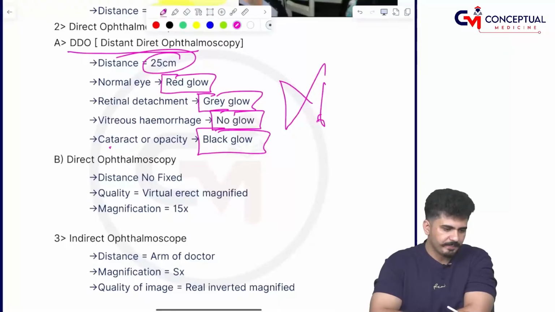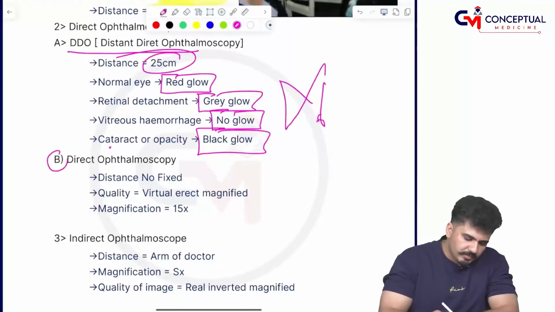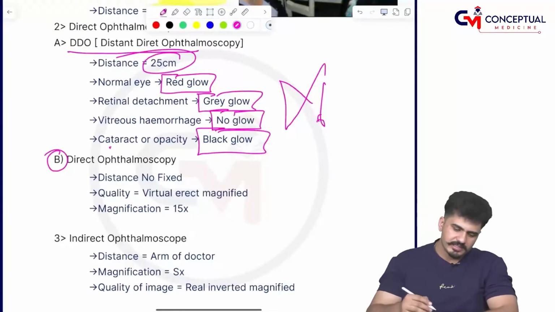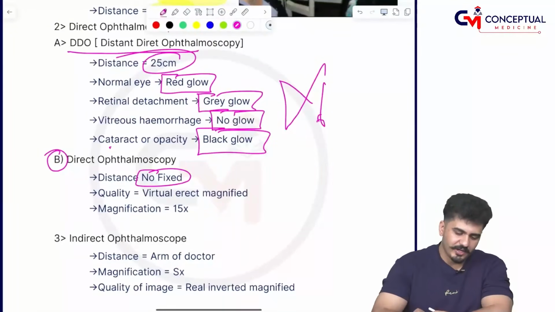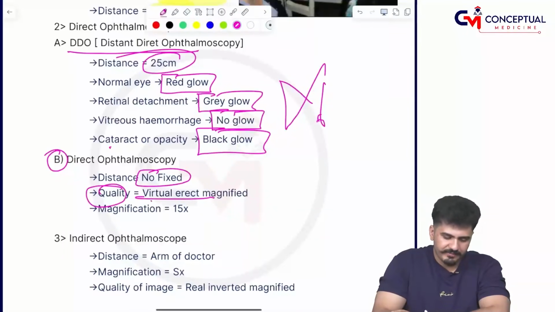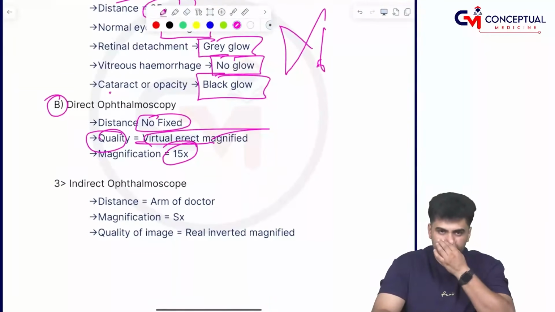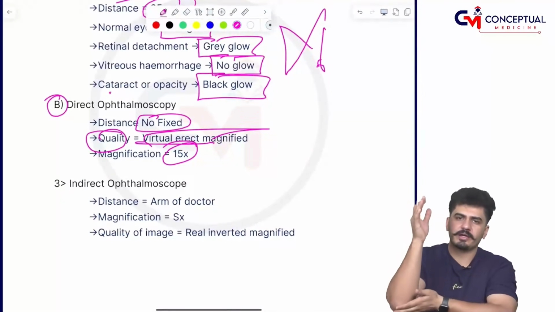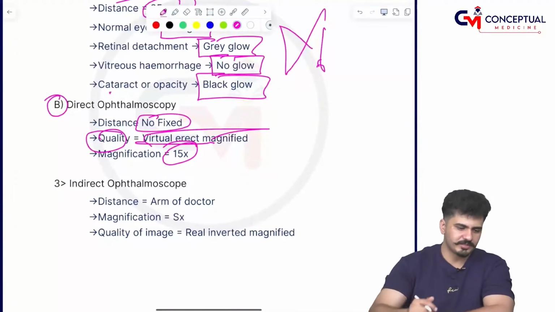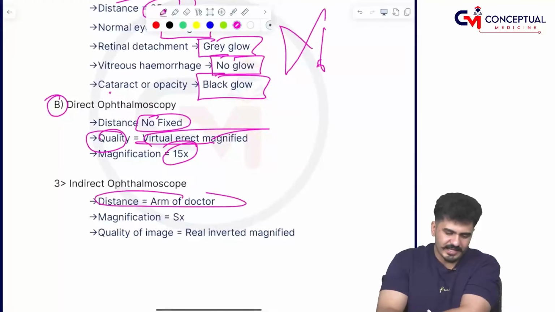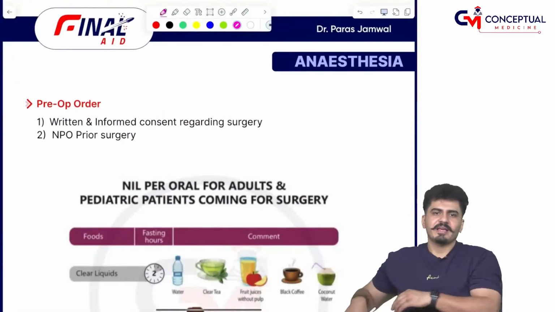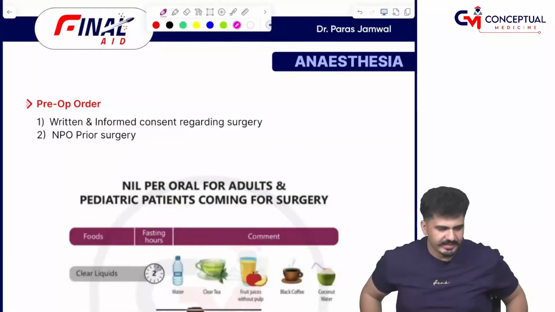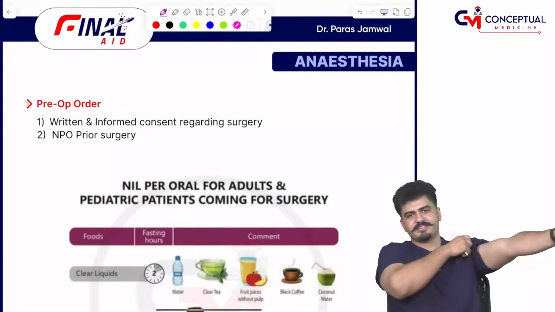Direct ophthalmoscopy: the distance is not fixed. The image quality is virtual, erect and magnified, and magnification is 15x. Now indirect: the distance depends on the length of the arm of the doctor. Magnification is 5x, and the image is real, inverted and magnified. This completes our third subject, my dear friends.